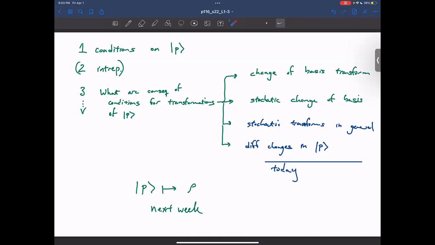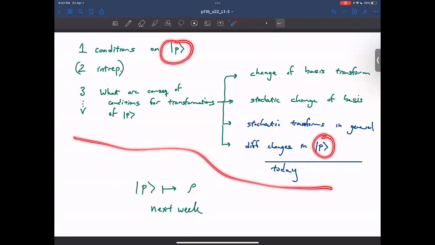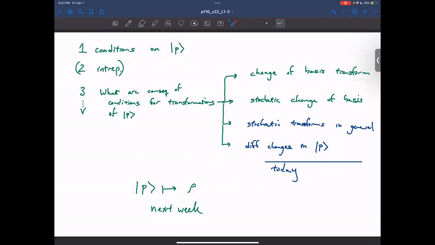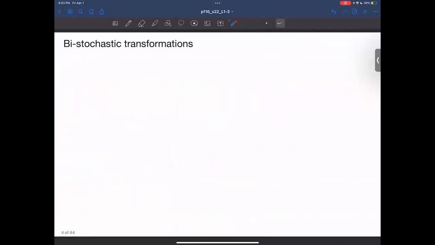The outline for today is to continue with our discussion of bistochastic matrices and then go into transformations in general. Once we have transformations in general, we'll be able to look at differential changes in probability vectors. That's our plan for today. And then next week, we'll mirror all of this discussion. The only thing we'll do is change each one of these probability density vectors into probability density matrices. We'll walk through the same exact machinery, lift all the things that we understood of the probability density vector and apply them to our quantum states.